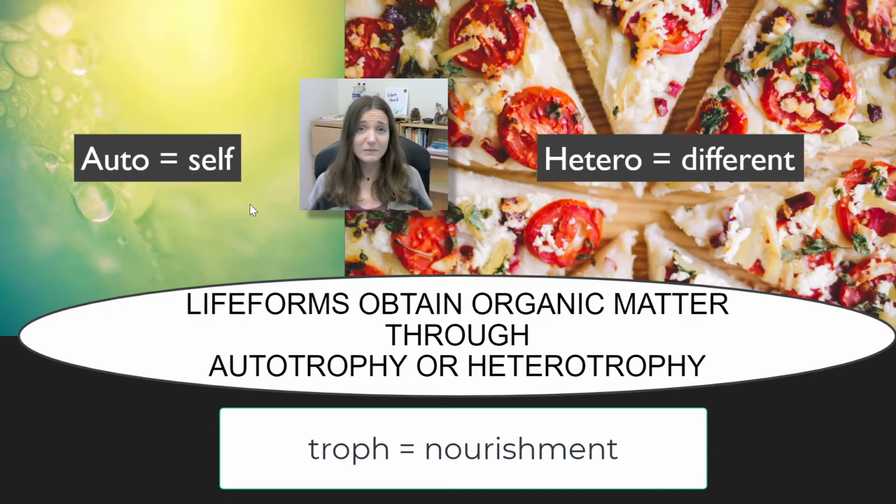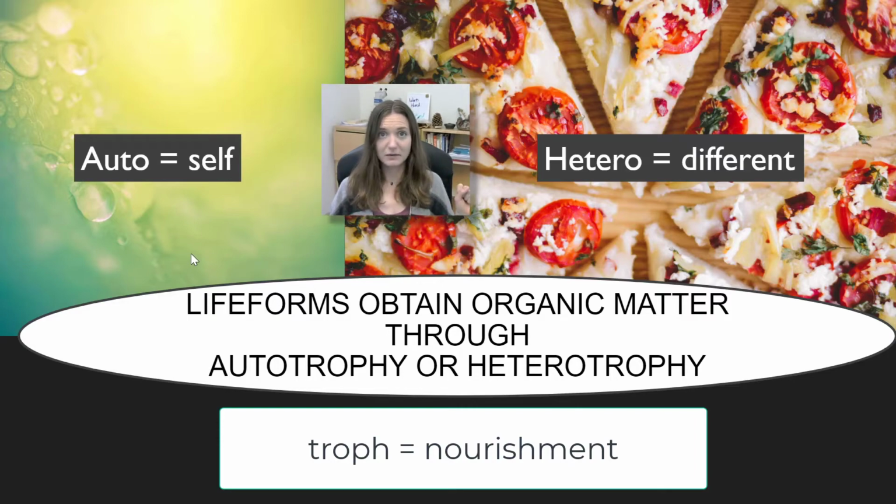Okay, so again, auto means self, so self-feeding. So these are organisms that can often build their own organic compounds from inorganic substances. Heterotrophs eat other organisms, eat other organic compounds to nourish their own organic matter needs. Hetero, like us, we have to eat other organisms to get our organic matter. Autotrophs feed themselves. They produce their own organic compounds.